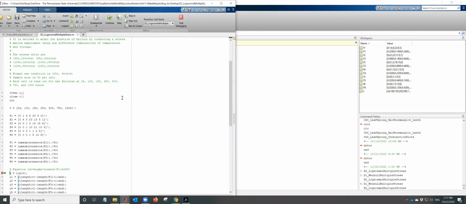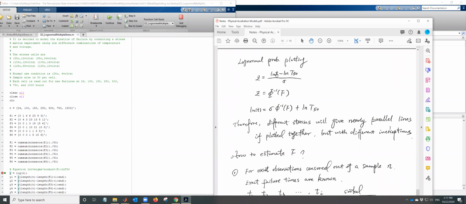Now we know that for log normal distribution, we have z equals to log t minus log t50 over sigma. Z equals to phi inverse F. And then this is a nonlinear equation. We just put this phi inverse F over here, then we multiply sigma phi inverse F, then plus log t50 equals to log t. So log t becomes our response variable, and phi inverse F becomes x, so y equals to ax plus b. So sigma becomes our slope. Log t50 becomes our intercept.